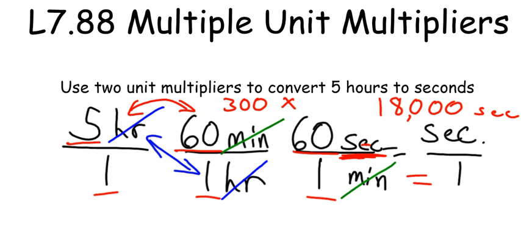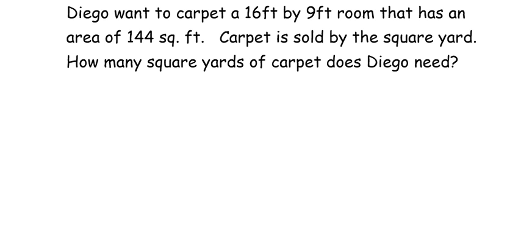Alright, so we took that step by step to be able to solve this problem. A logical process. Let's see if we can do it again. It says Diego wants to carpet a 16-foot by 9-foot room that has an area of 144 square feet. Carpet is sold by the square yard. How many square yards of carpet does Diego need?